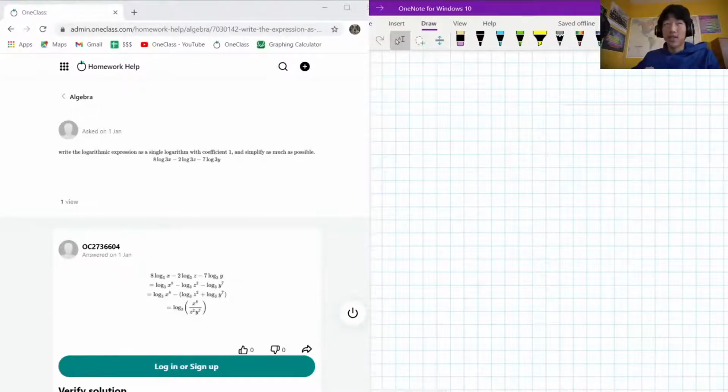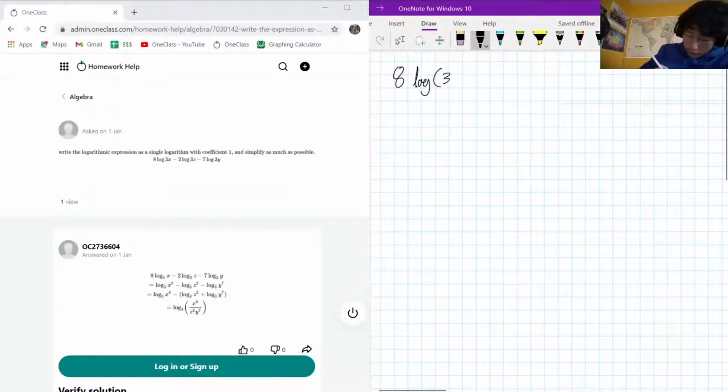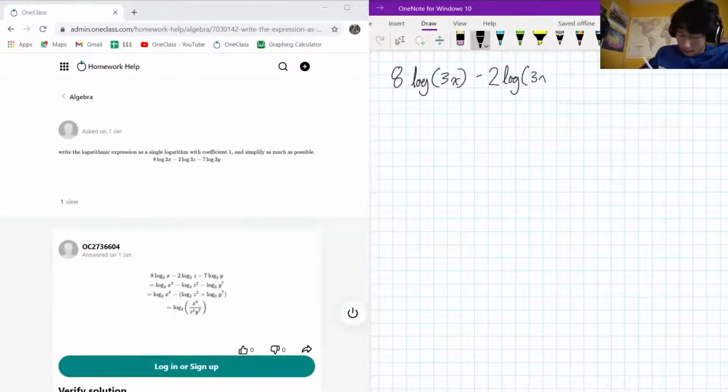Okay, so this is the next question that we got on the menu today. It's asking us to write the logarithmic expression as a single logarithm with a coefficient of 1 and simplify it as much as possible. And what we're given here is 8 log 3x minus 2 log 3x minus 7 log 3y.